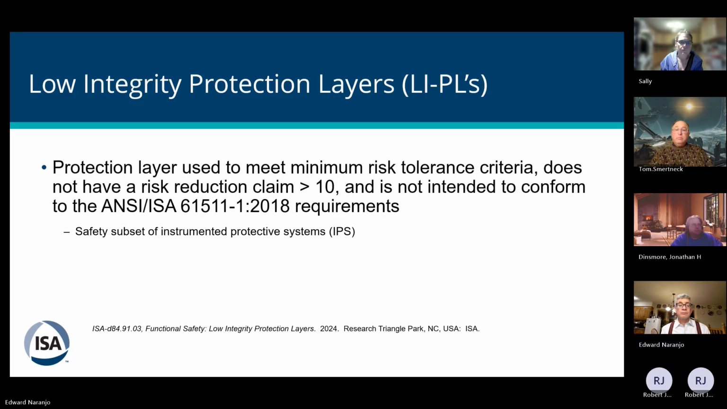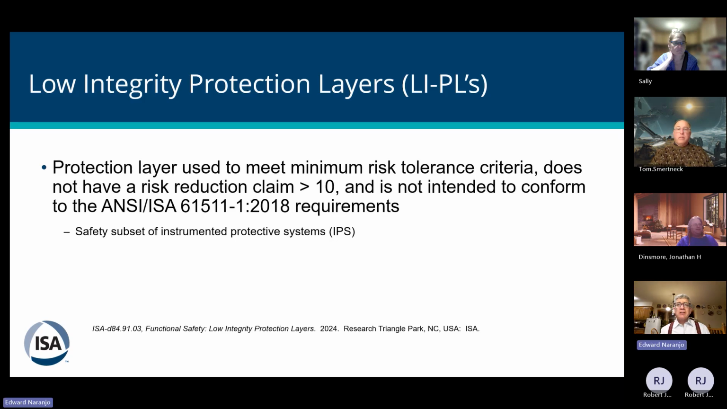Now, because Jonathan works for a gas company, he knows where I'm going with this. I was just going to tease, but the 61511, is that an ANSI instance of 84? Yes, so ISA 84 merged with IEC 61511 to have a harmonized global standard.